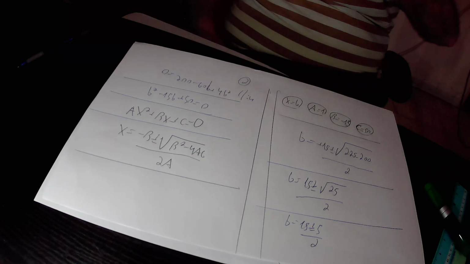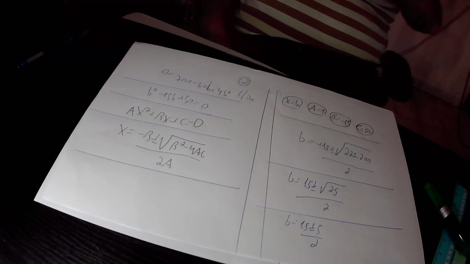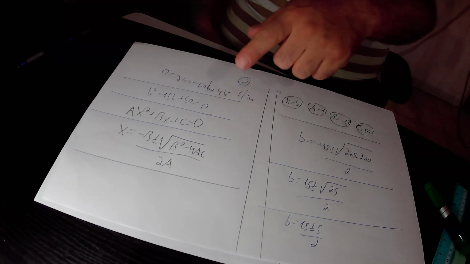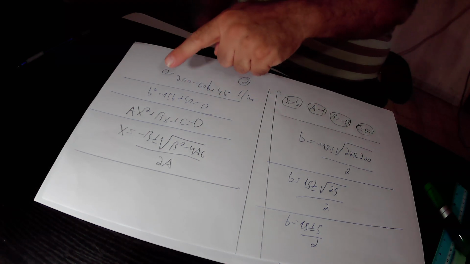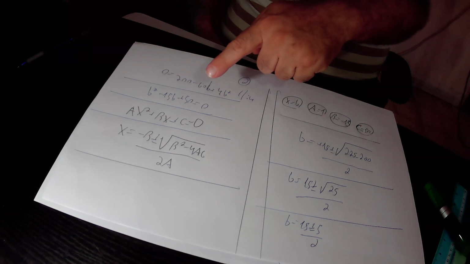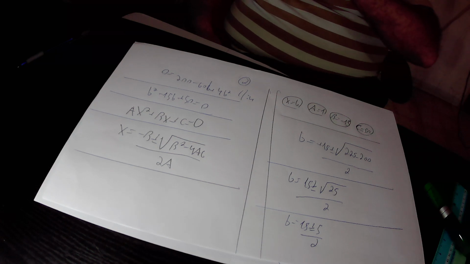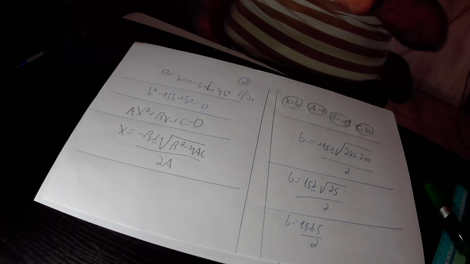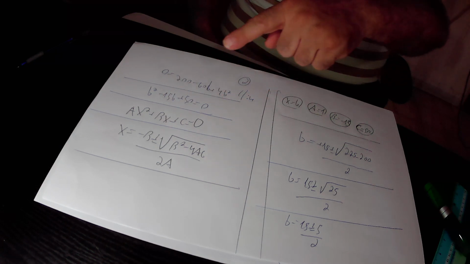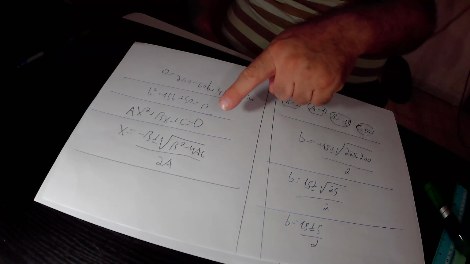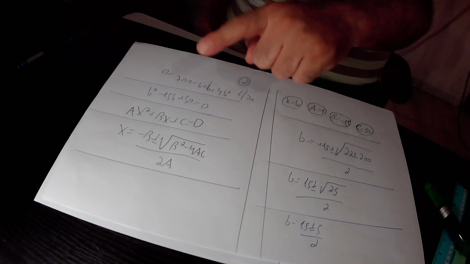So this is a quadratic equation, and the general form of a quadratic equation is ax squared plus bx plus c equals 0. In this general form, a, b, and c are the coefficients of the quadratic equation, and x is the variable that we are looking for. We find the value of x according to the general formula: x equals minus b plus minus square root of b squared minus 4 times a times c, over 2a.